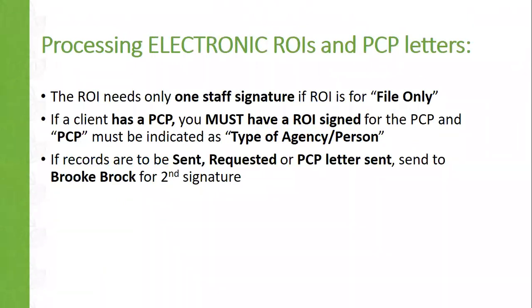So with the electronic releases and PCP letter, the ROI only needs one staff signature if the release of information is only for the file, only to cover communication that doesn't require the exchange of client records. If the client has a PCP, then you have to have an ROI signed for the PCP. You have to indicate PCP as type of agency and person. And if records are to be sent, requested, or a PCP letter is to be sent, make sure that you send that ROI to Brooke Brock for second signature.